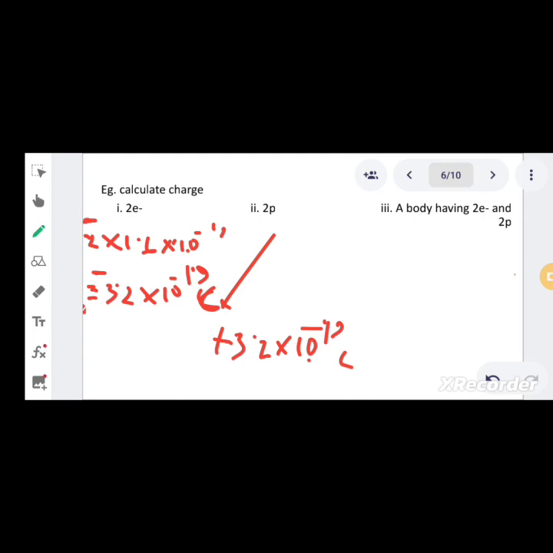A body having 2 electrons and 2 protons: the charge on 2 electrons is minus 3.2 into 10 to the minus 19, and the charge on 2 protons is plus 3.2 into 10 to the minus 19. So the net charge will be 0. That is, it is a neutral body.